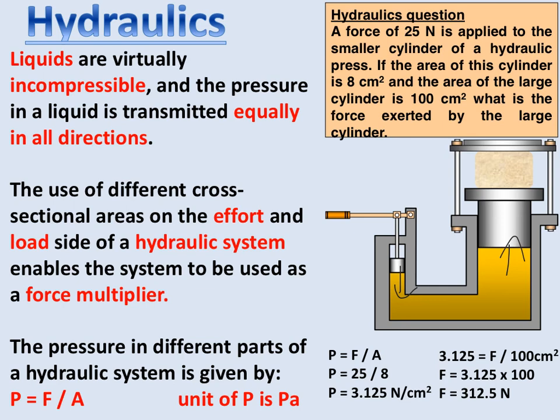I then know that pressure will be the same throughout the liquid, and so therefore that pressure will be exerting a force on this piston here. That piston has an area of 100 centimetres squared, so I can set that into my equation now. So my pressure is 3.125, my force is unknown, so it's F, and that's divided by 100 centimetres squared. So to work out F, I do 3.125 multiplied by 100, and that gets me 312.5 newtons. So you can see that for a force of 25 newtons applied here, I experience a force much greater because it's been multiplied by using different areas in my hydraulic system.